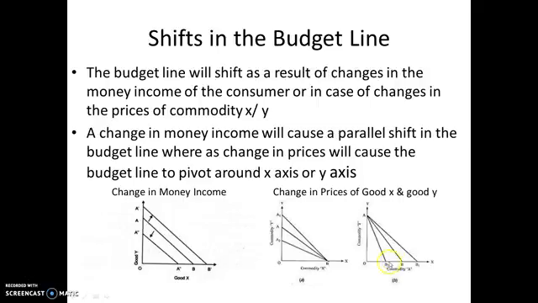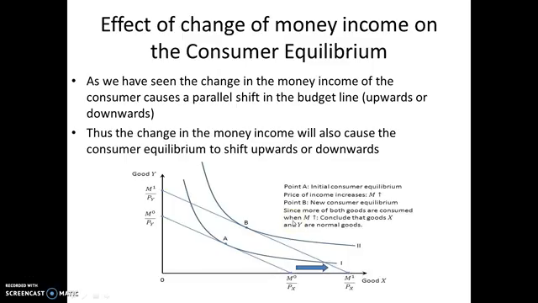So an increase in the price of goods causes the budget line to pivot inwards, either from A to A2 or from B to B2. If there is a fall in the prices, the budget line would pivot outwards from B to B1 and from A to A1. Now, what impact would it have on the equilibrium?